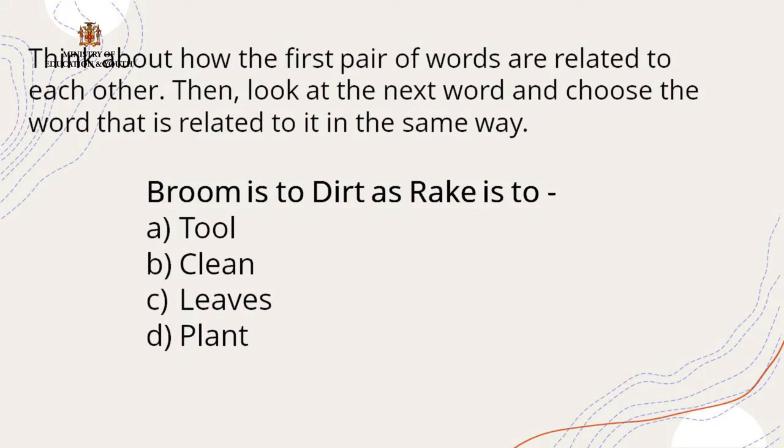That's right. The relationship is that we use the broom to sweep the dirt. Isn't that so? I'm sure you've used a broom at home or at some other point in your life. Now, we're going to apply that relationship. What would we use the rake to sweep? Is it A, tool, B, clean, C, leaves, or D, plant? Well done, boys and girls. It is indeed leaves. We normally use the rake to sweep the leaves around the yard.